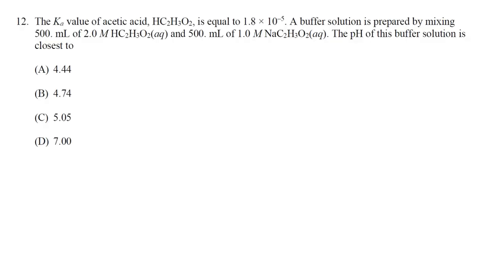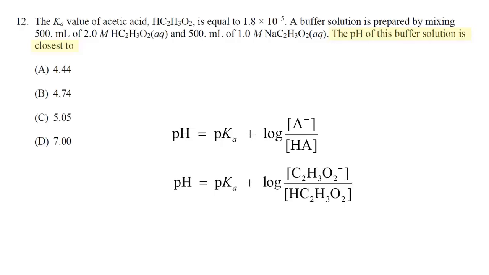Now the question asks, the pH of this buffer solution is closest to, and we have 4 answer choices. This will be a Henderson-Hasselbalch calculation. So there's the generic form of the equation, but I'd like to substitute for HA and A minus with the actual chemical formulas. So the acetic acid would go on the bottom, and then the acetate would go on the top in that ratio. Now I'm going to calculate the pKa by taking the negative log of the Ka.